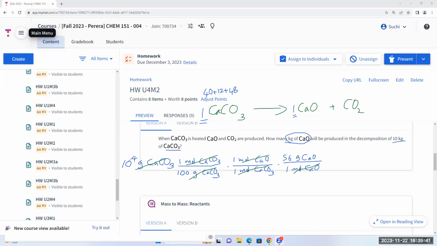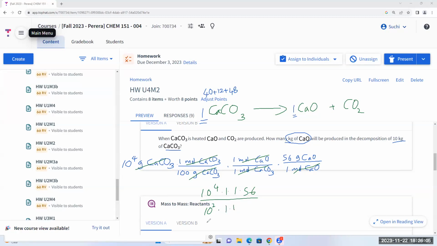Now I take all the numbers in the numerator, which is 10 to the power of 4, 1, 1 and 56, and divide that by all the numbers in the denominator. 100 is 10 to the power of 2, so I'm going to write that instead. And then I have 1 and 1. That's it.